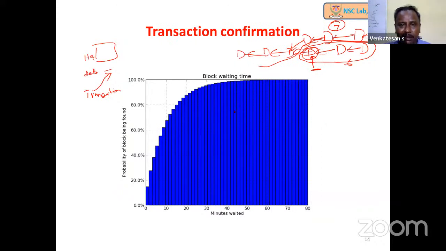So this is based on the practical analysis of whatever is happening with Bitcoin. It says that now let's say I have committed a transaction into a block, or let's say my transaction is committed into a block.